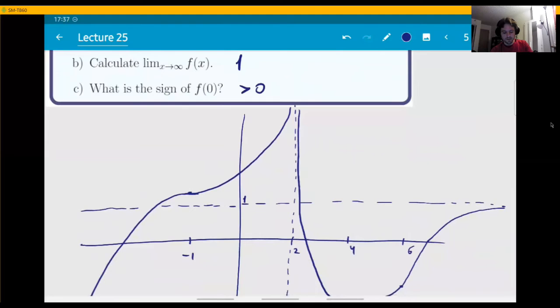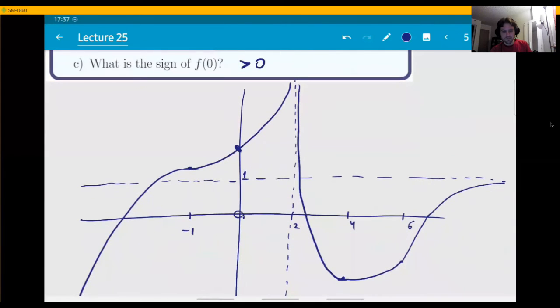C, what is the sign of f of 0? Positive. Just look at f of 0, this number right here. So how did we know that? Well, they told us f of -1 is already positive, and they also told us the function is increasing along this entire region here before the number 2.